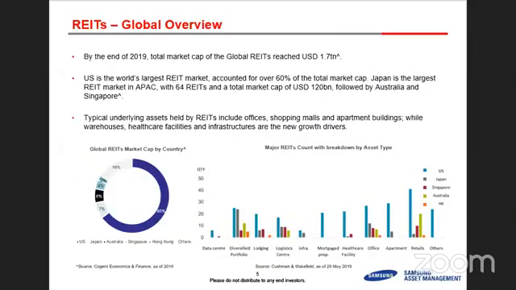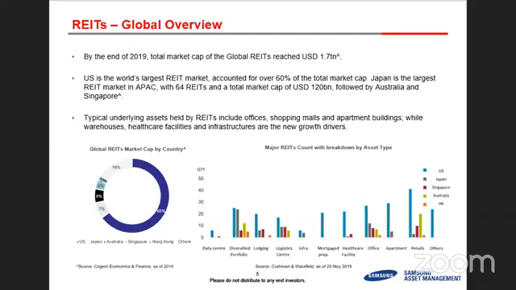Now that we have looked at the investment merits of REITs, let's also take a look at the REITs market globally and particularly in Asia. Globally, REITs are a growing sector to be reckoned with. By the end of 2019, the total market cap of global REITs has reached $1.7 trillion US. If we look at the pie chart on the left-hand side, US is currently the largest market, accounting for 60% of the total market cap, followed by Japan, which is the largest REIT market in Asia, with a market cap of 120 billion, followed by Australia and Singapore.